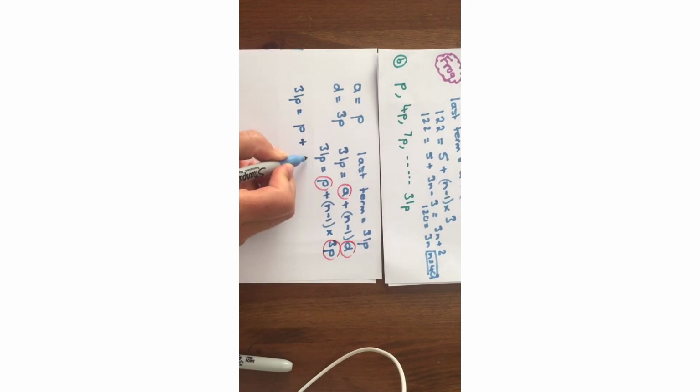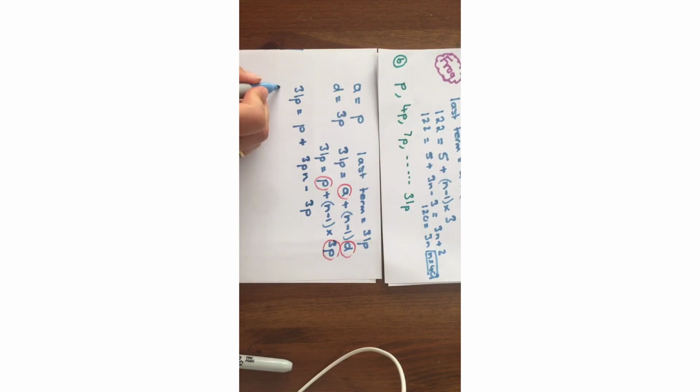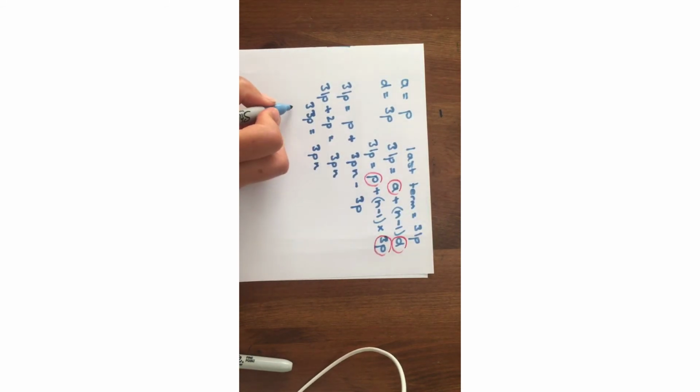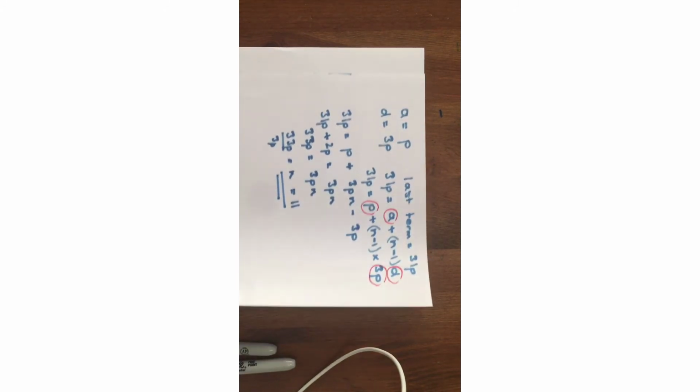So this will be 3pn minus 3p. Let's take all my p's to the one side. So that'll be plus 2p equals 3pn. So I've got 33p equals 3pn. And now let's just divide both sides by 3p and we get n, which would be 11 because my p's would cancel. So we've got 11 terms in that sequence. Okay, well done if you got that right.